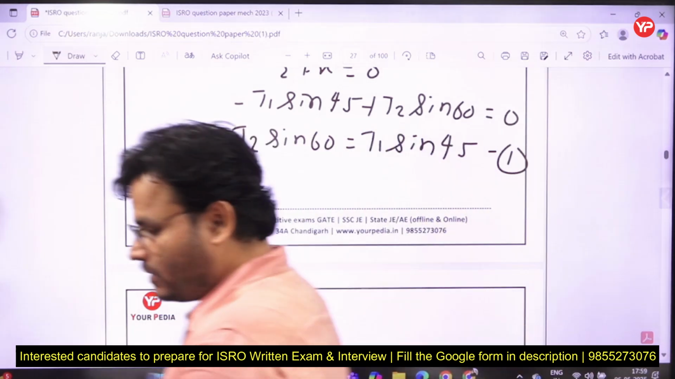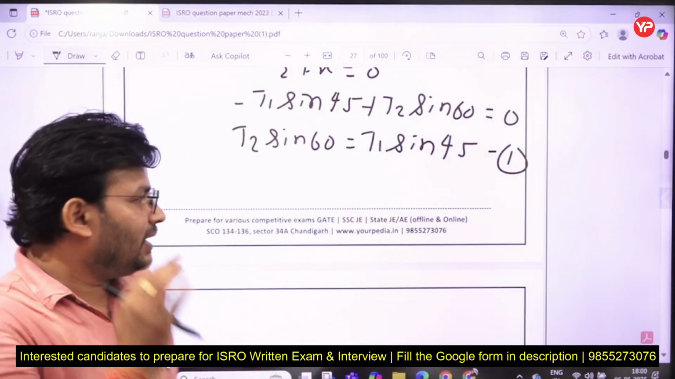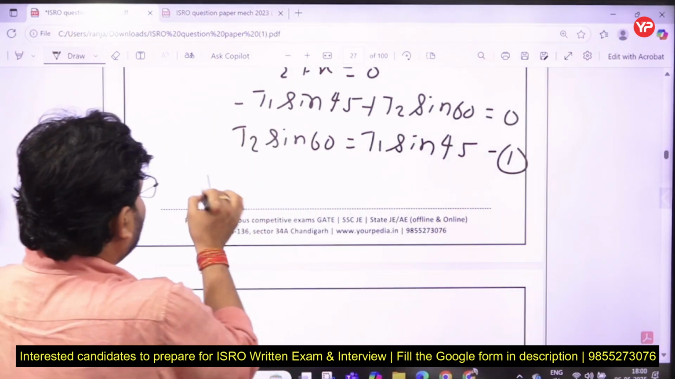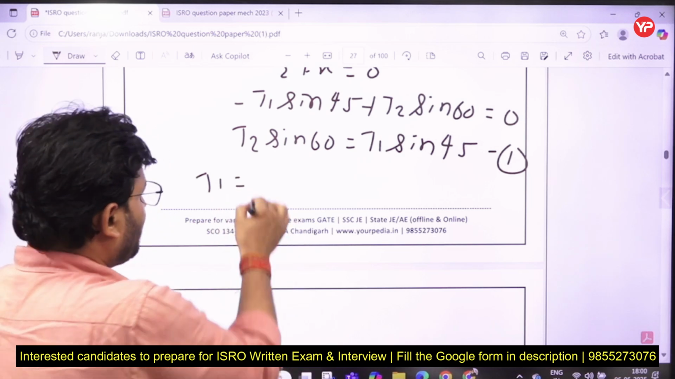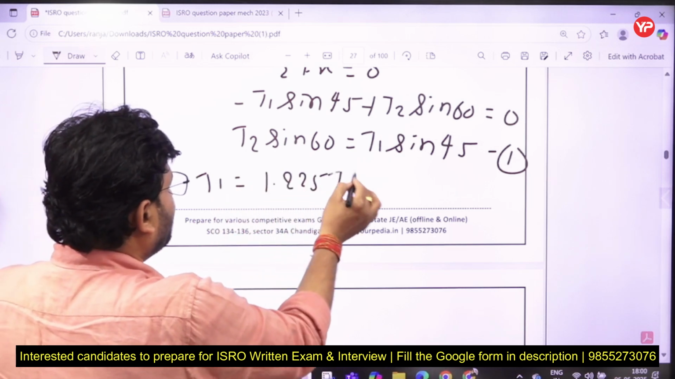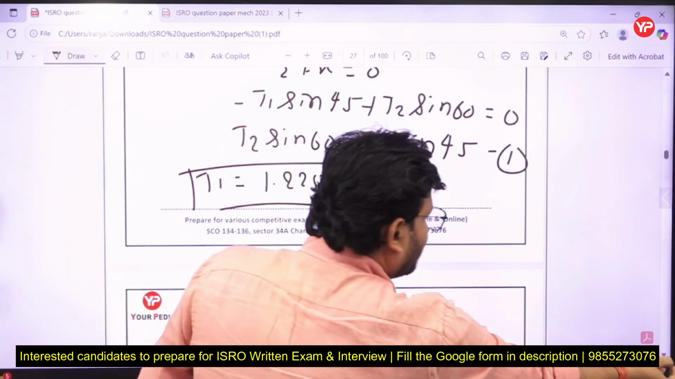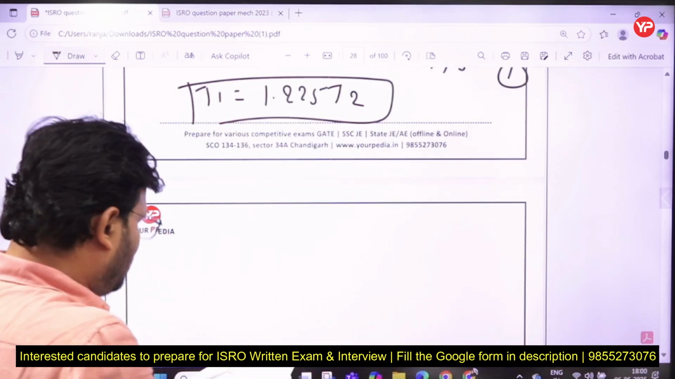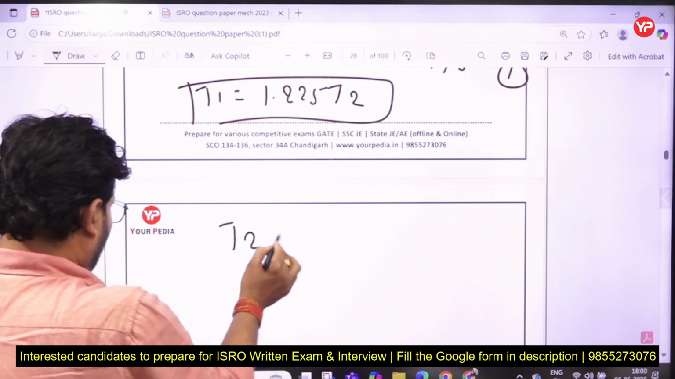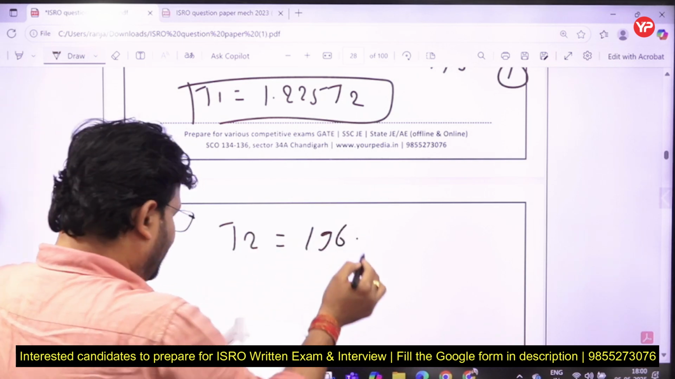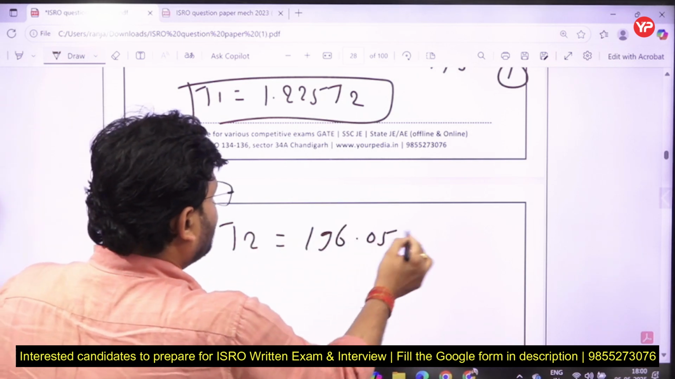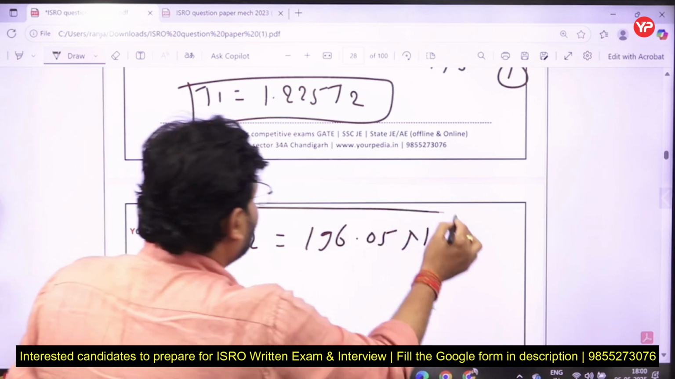After solving that, T1 is coming out to be 1.225 T2, and further, putting that value in the above equation, T2 is coming out to be how much? 196.05 Newton. 196.05 Newton is coming out to be.